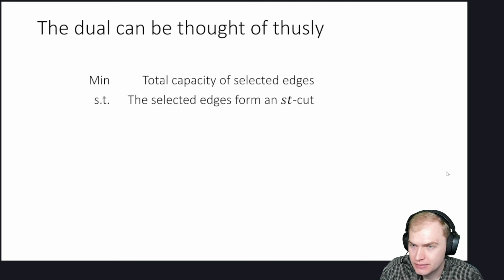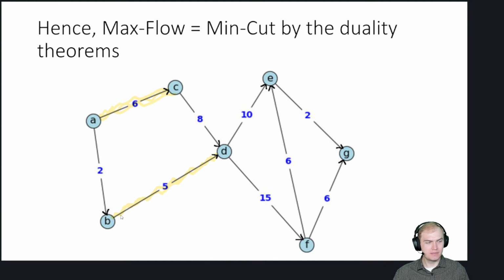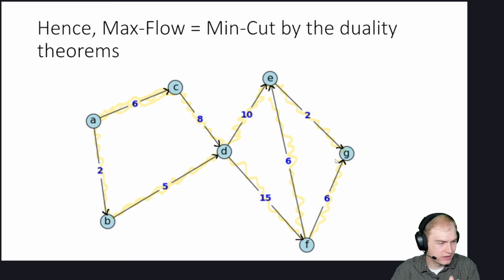And what that means is we want to select edges, let's use these two edges, such that every flow has to use one of those two edges, or one of however many you picked. Now, trivially, we could select every edge, and that would be a valid ST cut, because if you remove those edges, there's no way to get from A to G. There's no path from A to G. But that's not interesting.